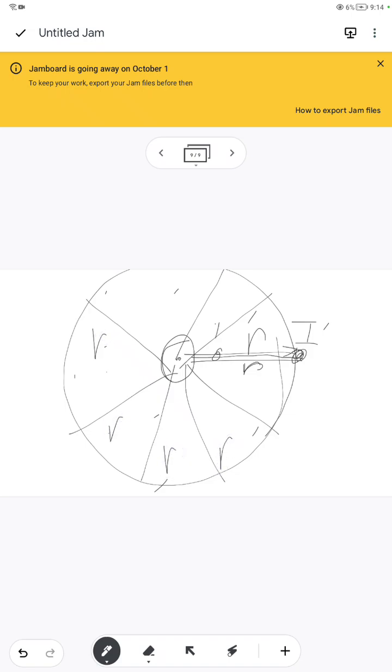Which means if I want to find intensity at any point, obviously they're all the same distance from the sun, so the intensity at all of these points will be the same. So if I use I equals P by A, obviously P is the power emitted by the sun, which we have calculated.